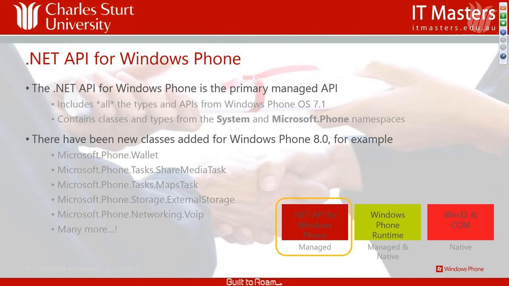In addition to that, there's a number of new classes that are available with Windows Phone 8. For example, support for the wallet, so you can actually surface your application and any membership information or payment information via the shared wallet across the device. There's new tasks such as the Share Media task and the Maps task. There's access to external storage and VoIP and a whole range of other APIs that have been surfaced through the managed interfaces.